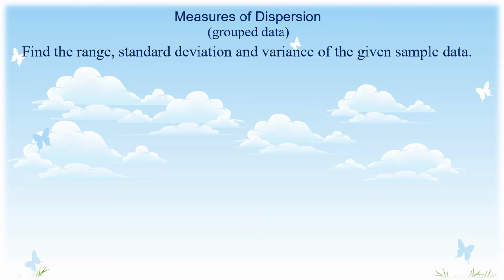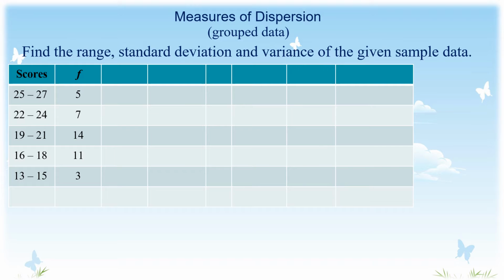Now let us find the range, standard deviation, and variance of the given sample data. So this time we have grouped data. First we are going to have summation f. So we add all this up, it would be equal to 40. Take note that summation f is also equal to n. So sometimes we use summation f or n. Then we have the class mark.